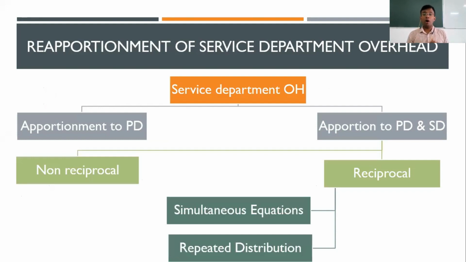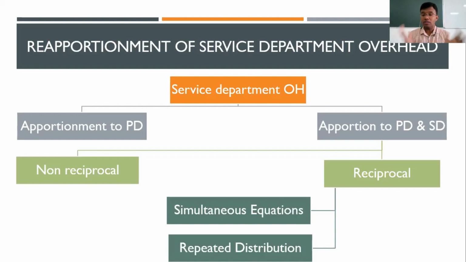Now we are talking about the reapportionment of the service department overheads. What are the different methods that are available to reapportion the service department overheads to production departments? So we have different scenarios.